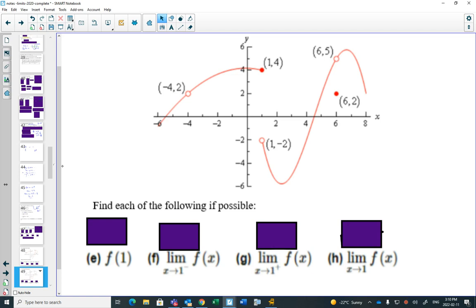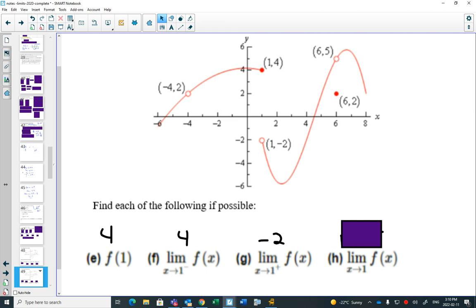All right, let's check. Were you able to get f of 1 equal to 4? Limit equal to 4 from the left. From the right, -2. And the limit does not exist. I have 2 f of 1s, but this one's filled in, and this one is open. Well, it's not an assumption. It's by a definition of how you label a point. If it's not filled in, that point is not included. If it is filled in, that point is included.